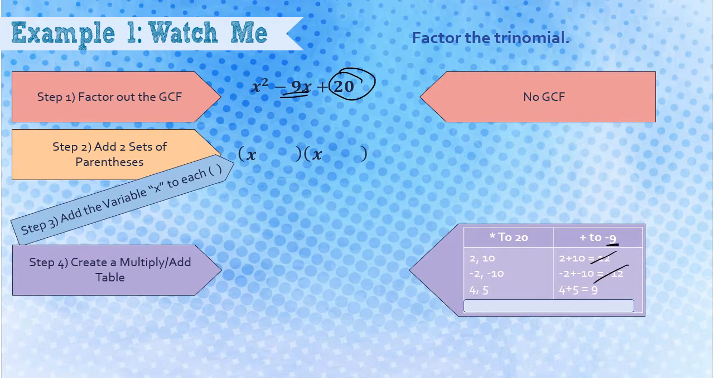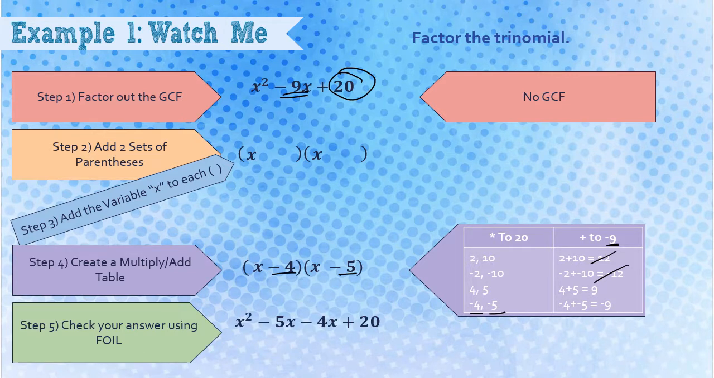So 4 and 5, 4 times 5 gives me 20, and 4 plus 5 gives me positive 9. I need it to equal negative 9. So instead I'm going to use negative 4 and negative 5, because when I multiply two negatives, I still get positive 20, but when I add them together, I get negative 9. So I'm going to go ahead and fill in those two factors. Here's my factors. I just filled those in to my binomials.